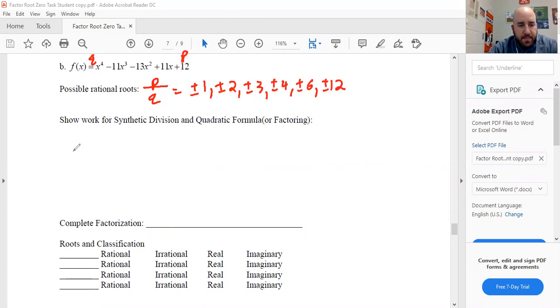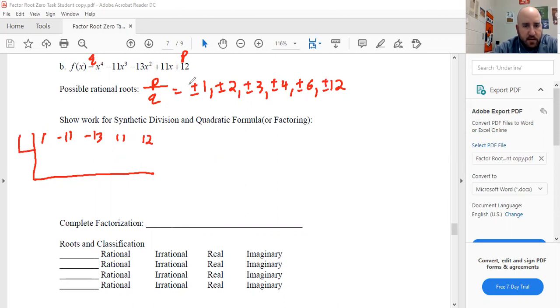So trying to do this in my head, I believe this one, I'm going to have to do synthetic division 3 times if I remember right from the packet. So again, just diving headlong in. Okay, we got 1, negative 11, negative 13, 11, 12. That's 1x to the 4th, negative 11x cubed, negative 13x squared, 11x, 12.